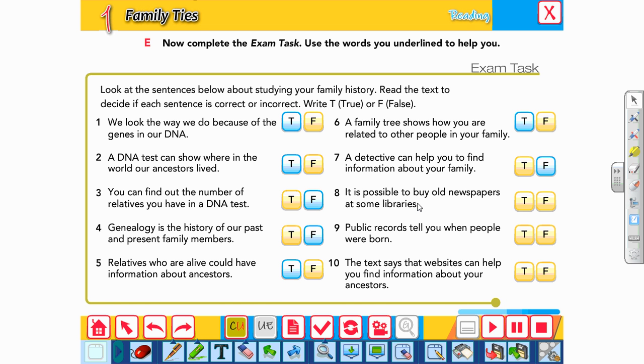It's possible to buy old newspapers at some libraries. We mentioned this while we were reading the article. Public records tell you when people were born. The text says that websites, here meaning the internet, can help you find information about your ancestors. Let's check it all and find out if our answers were right or wrong. Yes, they are all right. Now let's move to exercise F.